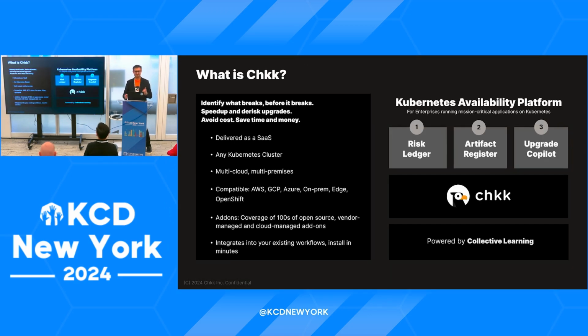How do we do it? Check offers you a Kubernetes availability platform, which helps you identify what breaks before it breaks. We help you speed up and de-risk upgrades, saving you time and money. It's delivered as SaaS. It works with any Kubernetes cluster, as long as you are upstream API compliant. We work with multi-cloud, multi-prem, AWS, GCP, Azure. All of those are supported.